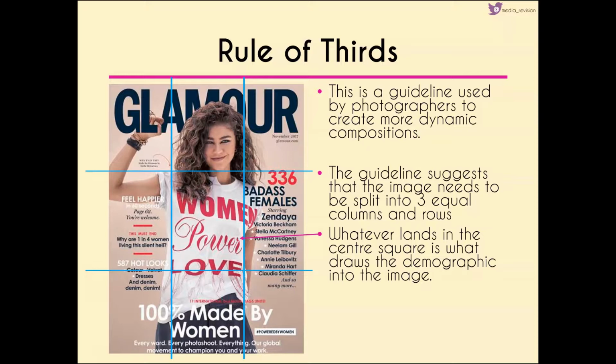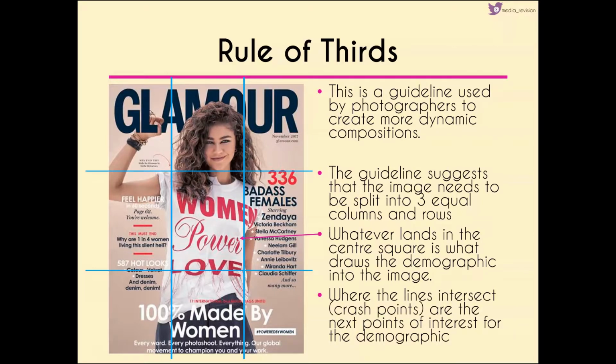Okay, now when it comes to images, not only is the center square really important, but the intersections between the lines, okay, so these little circles here, they're also important. These are called crash points. They create points of interest for the demographic. It's sort of like whatever's in the centre square is the most important, and then gradually you go out from that centre and you decrease in importance the more you leave that centre square. But the crash points are something that you can mention in your exams, and they create obvious points of interest for you to comment on.